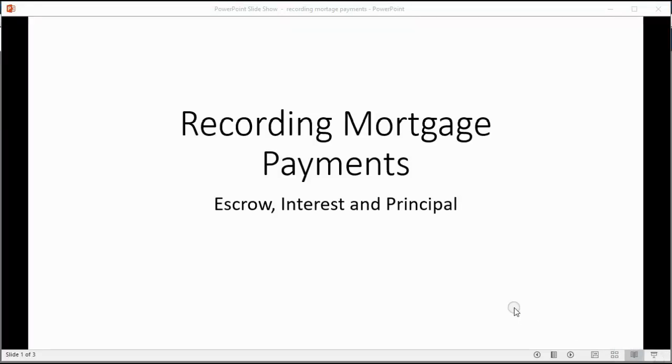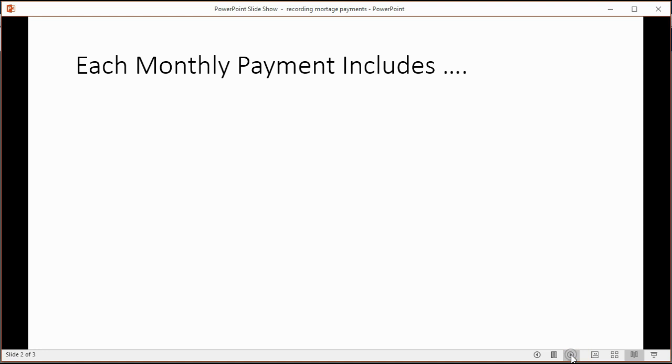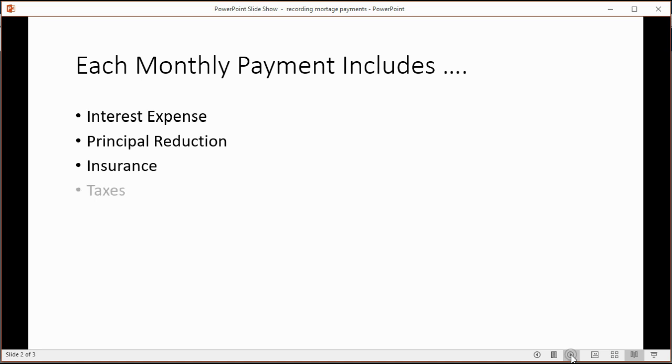And now we will learn how to record mortgage payments that include escrow, interest, and principal. Each monthly payment includes interest expense that the bank keeps forever as a service for lending you the money, principal reduction, which reduces the amount that you actually owe at any given moment, insurance and taxes. Usually the insurance is homeowners insurance, and usually the taxes is what's called school tax or real estate taxes.